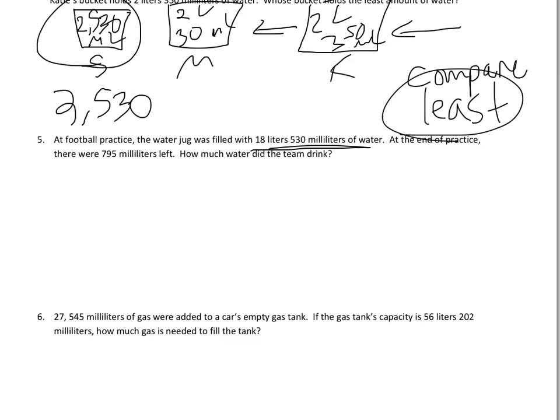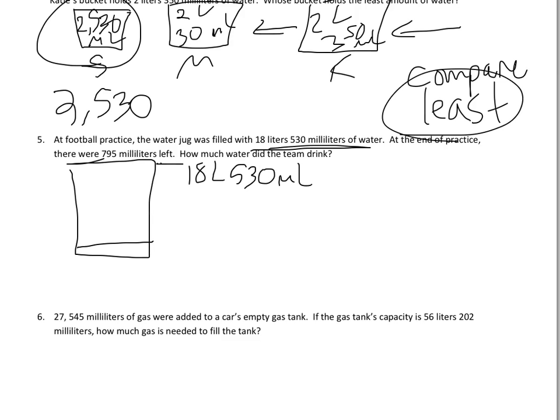For problem 5, at football practice, a water jug is filled to 18 liters, 530 milliliters of water. At the end of practice, there were about 795 milliliters left. How much did the team drink? So if we think about that water jug, it's full to capacity up here at 18 liters, 530 milliliters. When they get done with practice, there's only 795 milliliters left.